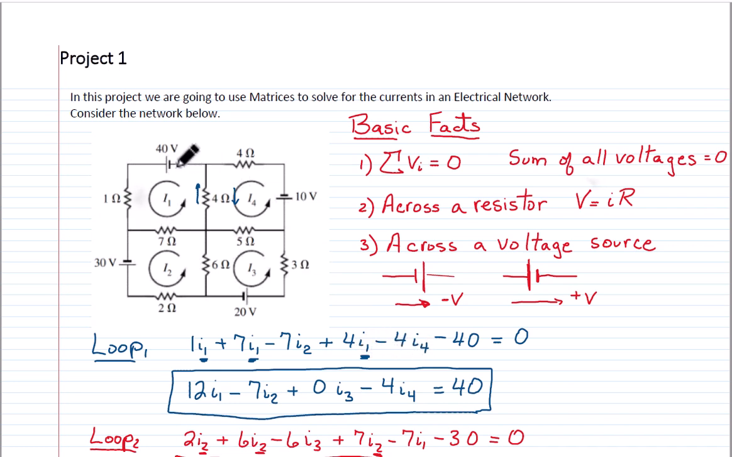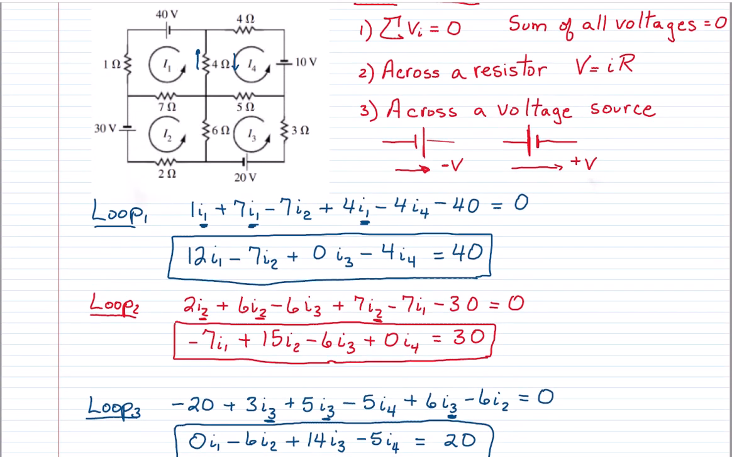And then I'm going on the voltage source from short to long, and so that's a minus 40 and then back to the start, so that's 0. So if you collect together all of the I1s, you've got 12I1 minus 7I2. There's no I3 involved, so 0I3 minus 4I4, and I move the 40 to the right. So that's my first loop equation.